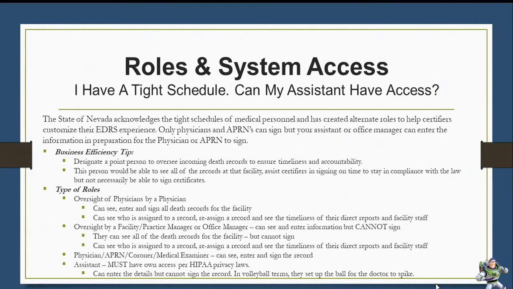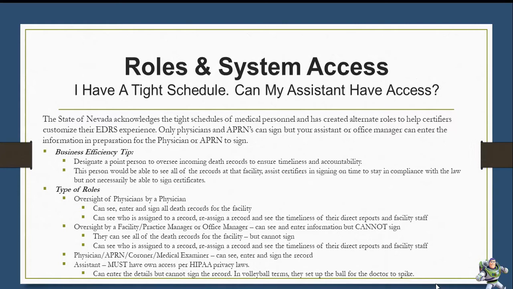Roles in system access. Can my assistant have access? You can designate a point person to oversee incoming death records to ensure timeliness and accountability. There are several types of roles. The first role is oversight of physicians by a physician who can see, enter, and sign death records for the facility. They may also see who is assigned to a record, reassign the record, and see the timeliness of their direct reports and facility staff.